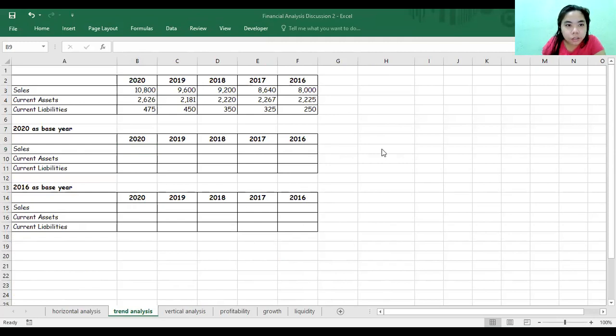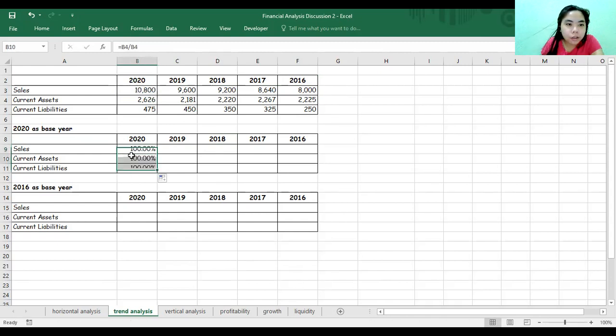Okay. So yes, trend analysis. We have here the data. I got this from your module so that you also have a reference there. So in here, the data that has been extracted is for sales, current assets, and current liabilities for the years 2016 to 2020. So these are the data for each account and for each year. So we have 5 years to be analyzed. It says there that first we have to use 2020 as our base year. So our base year is 2020. That means this is our base.